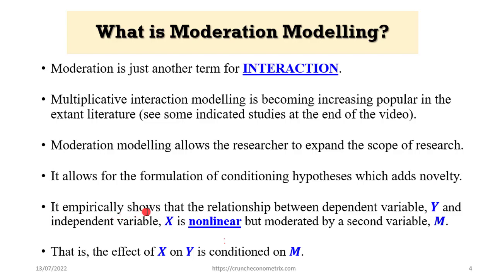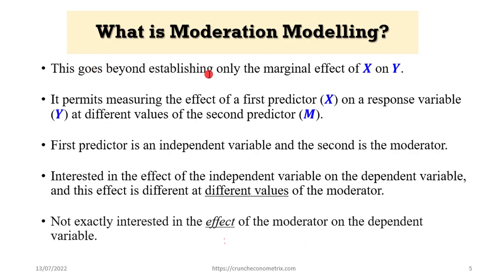It empirically shows that the relationship between the dependent variable y and an independent variable x is nonlinear, but that relationship is moderated by a second variable m. In other words, the effect of x on y is conditioned on m. This goes beyond establishing only the marginal effects of x on y. Moderation modeling permits measuring the effects of a first predictor, which is x, on a response variable y at different values of the second predictor m.